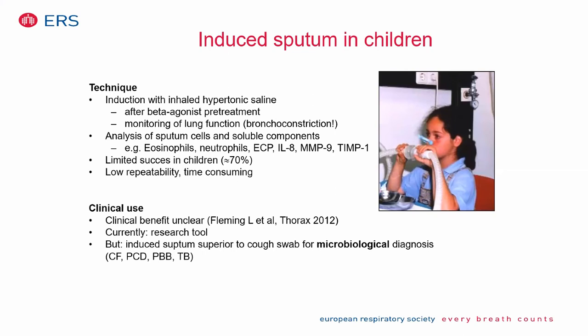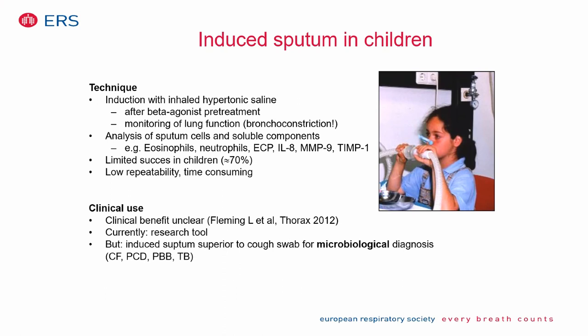So the last thing is induced sputum in children. For inflammation, this has unfortunately not really a big role. It's the technique where you induce sputum by first inhaling hypertonic saline, which will make you cough. So that you don't get a bronchoconstriction, you first do a pre-treatment with salbutamol. And then in the sputum, you can analyze either soluble mediators or the cells. It's time consuming and unfortunately it has not yet been shown to be really useful in treatment management.